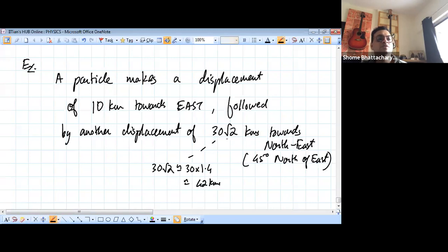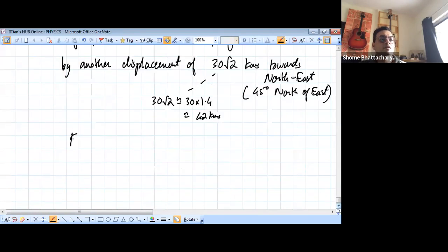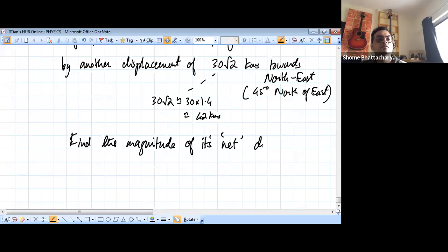So approximately, but we take it as 30√2. So now we have to find the magnitude of its net displacement. Iski net displacement ka magnitude kitna?